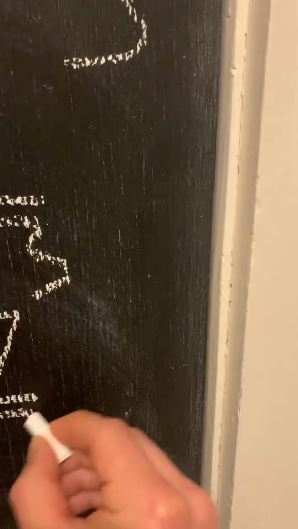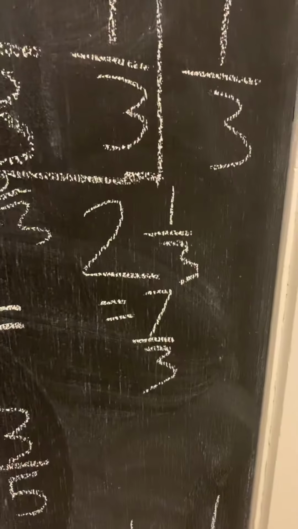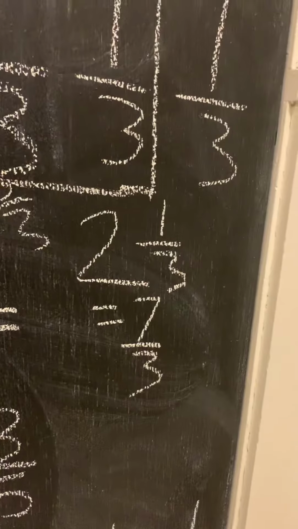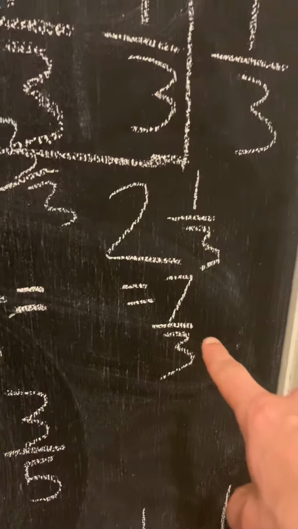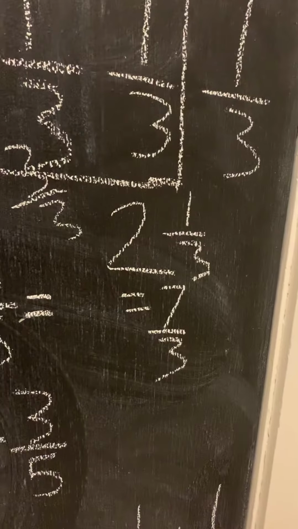I'm running out of room here, but 2 1/3 equals 7/3. Mixed number up here, fraction down here. Okay, let's continue on. Sorry that we got a little crowded on space here.